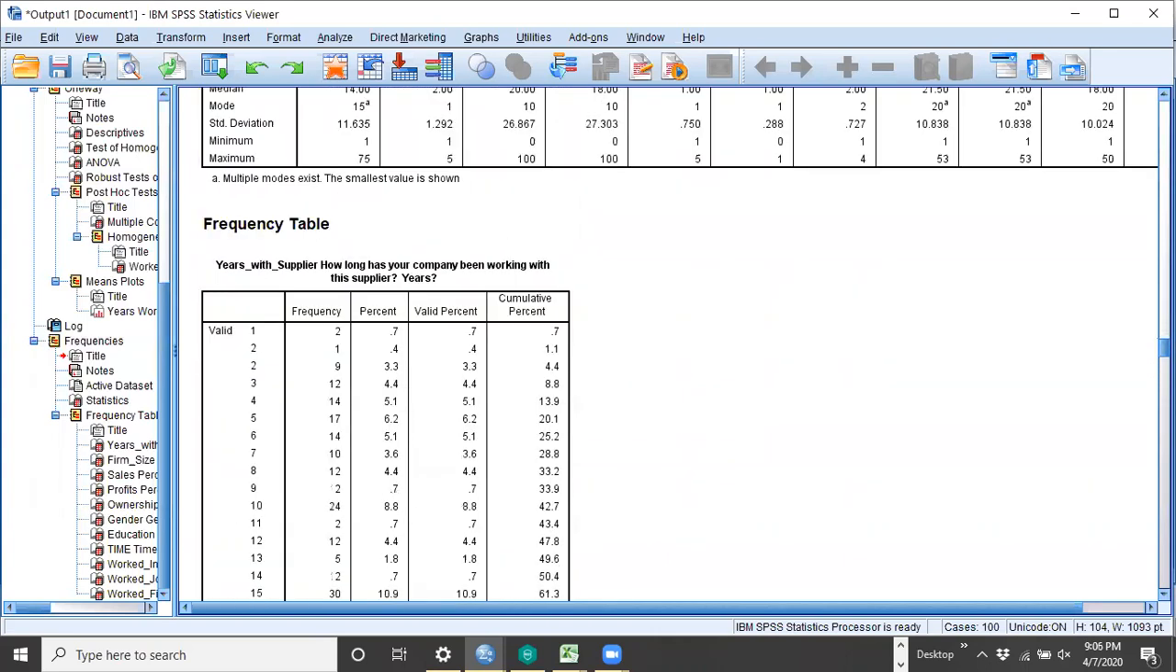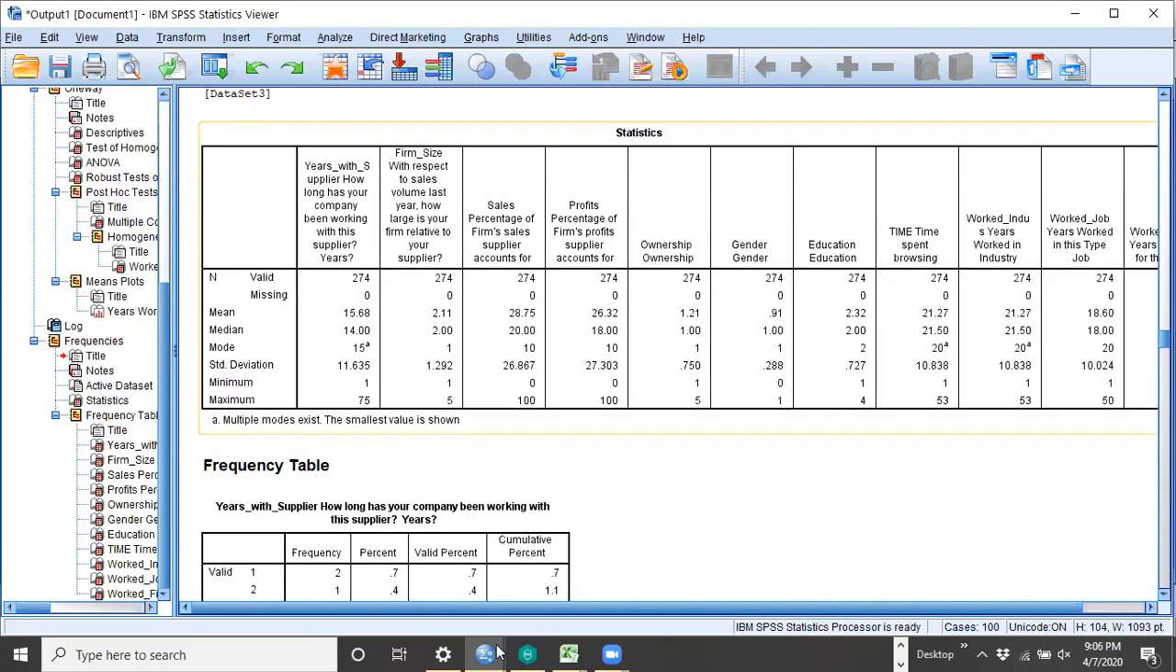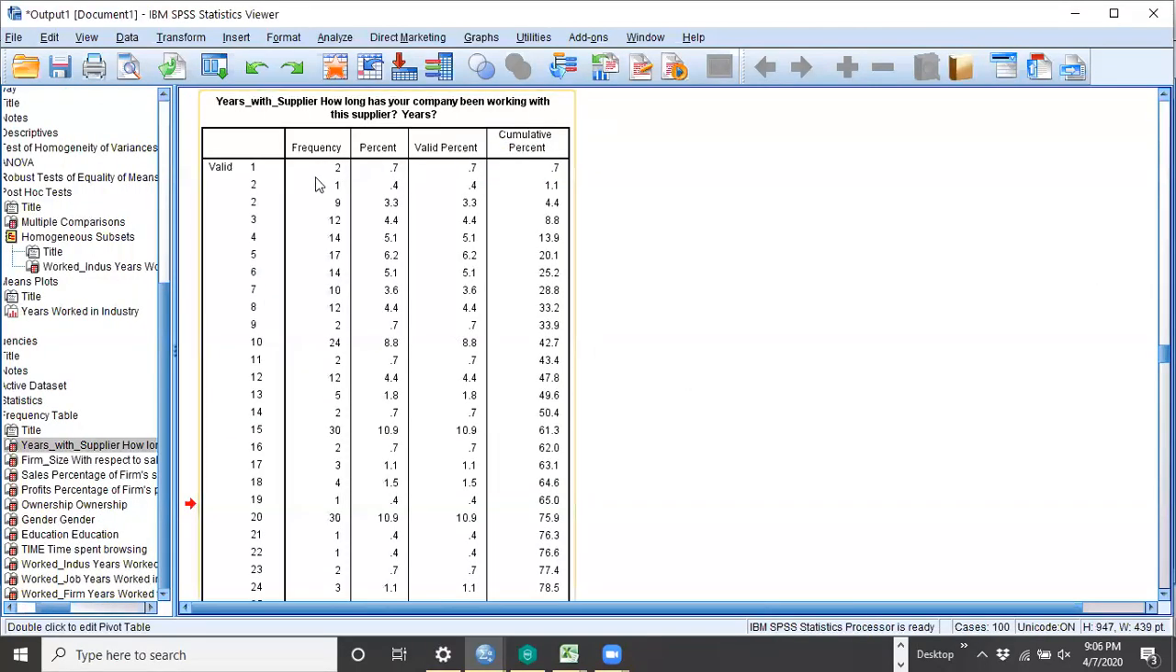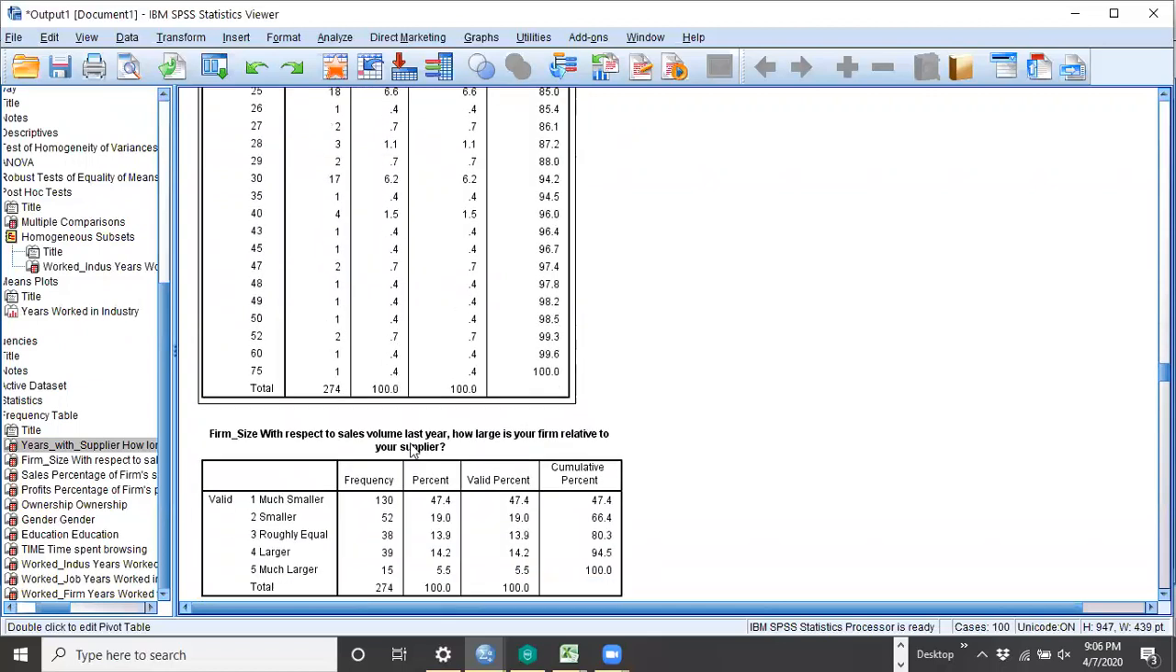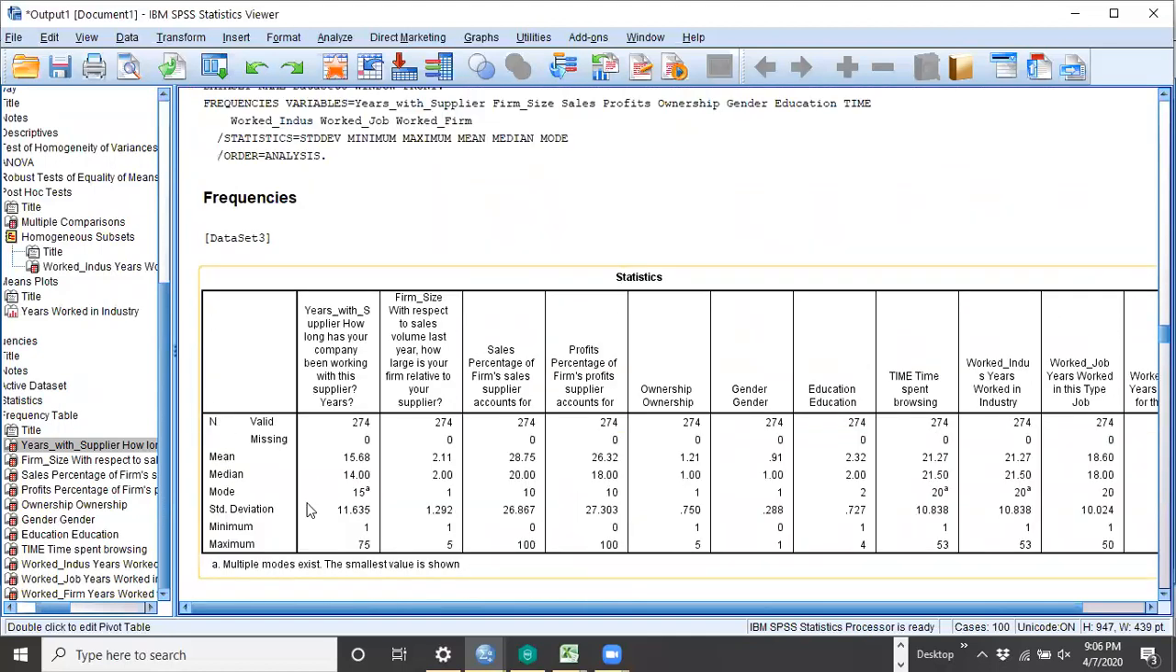Next, the average is 15 years, and it ranges from 1 year, less than one valid percent. So there are two observations that were 2 years with the supplier, all the way to 75 years, which sounds a little crazy, has only one observation and 0.4 valid percent. Okay, with an average of 15.8 years according to this statistics table.